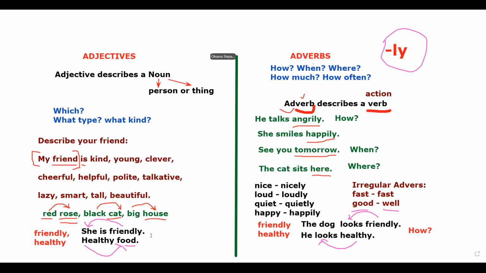Here, you can put a question which, or what type, what kind of person she is, and she is friendly. What type of food or which food is this? This is healthy food. So something like that, just something to remember. But now let's look at the exercise, at the activities. Let's move on to the activities.